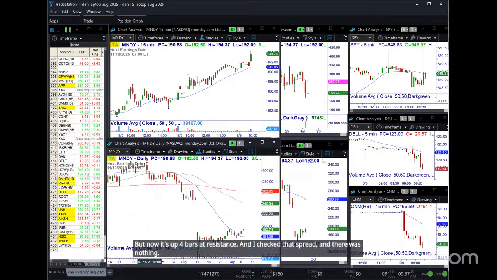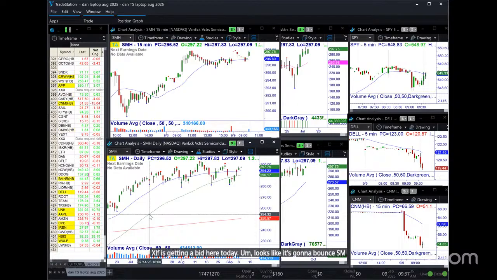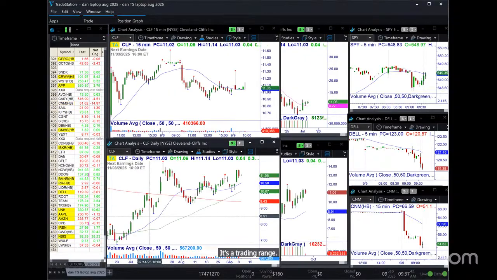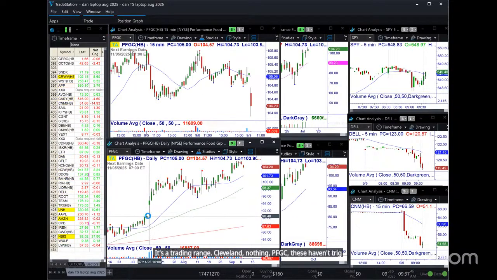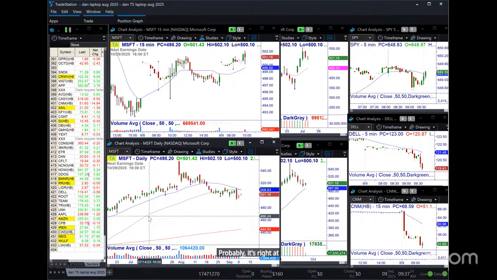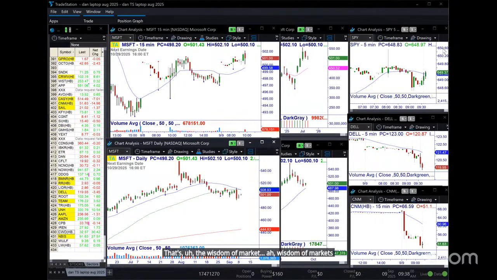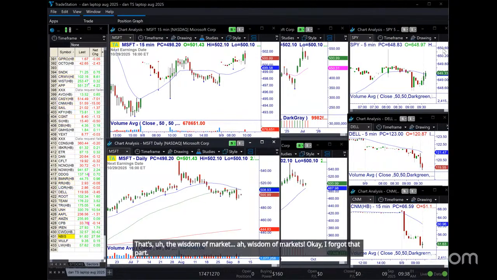XLF is getting a bid here today. Looks like it's going to bounce. SMH's 15-minute chart looks fine, but I don't like the daily. It's a trading range. Cliffs Cleveland, nothing. PFGZ, these haven't triggered. Microsoft, probably it's right at 50% retracement. So that, I don't know if it's the wisdom of markets. Okay, I forgot that part.